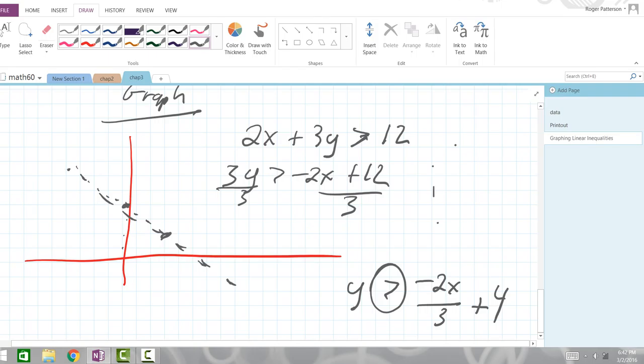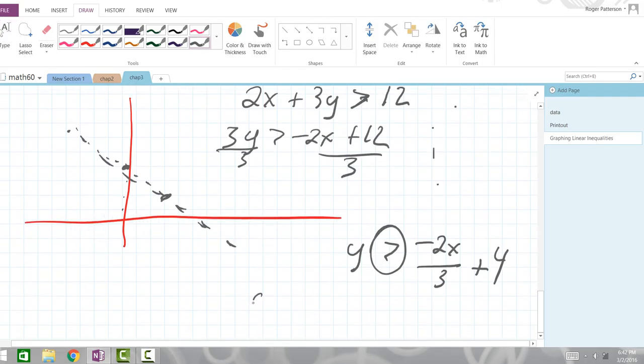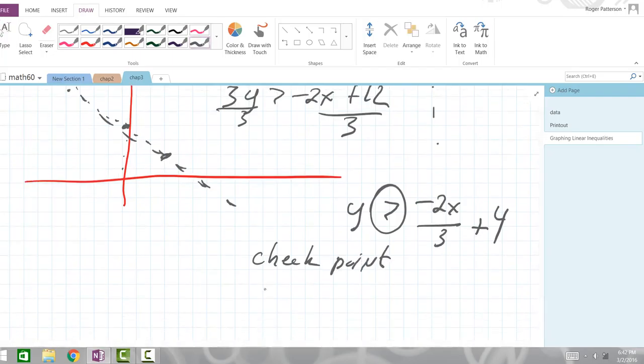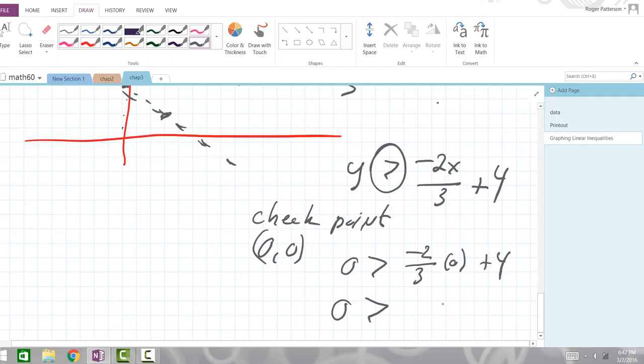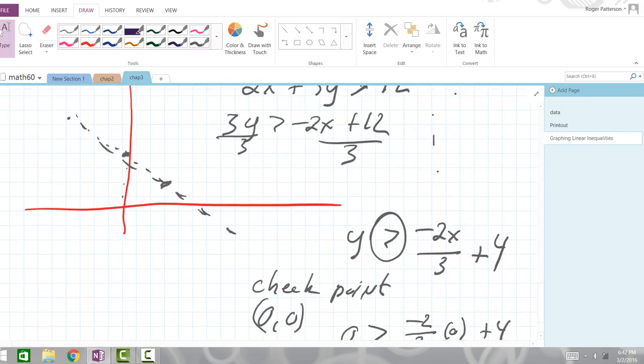Again, we can pick a point, do our checkpoint, or you can just read it and look at it. However you want to do it. So I'm going to pick 0, 0 as my checkpoint. So 0 goes there. Negative 2/3 times 0 there. Plus 4. Basically, this is going to be 0 is greater than 4, true or false? False. So that means we're shading. Now 0, 0 is here, and it's false. So that means we got to shade on the top because it's not there.